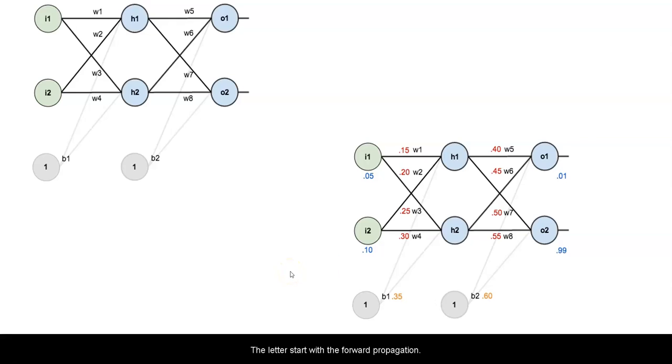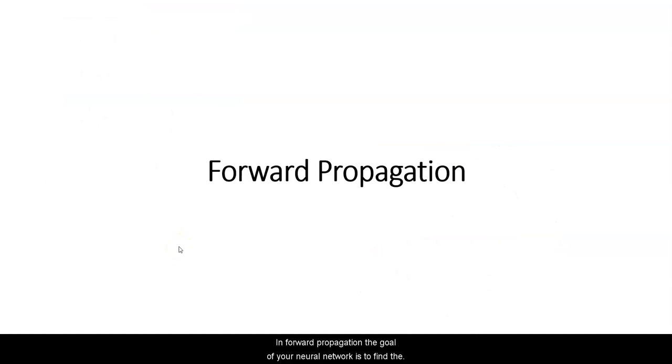So let us start with the forward propagation. In forward propagation, the goal of your neural network is to find the total loss, or what we call the total cost or error of your neural network. That is, based on the weights we have initialized for our neural network, how close is my predicted value of y to the actual value of y.